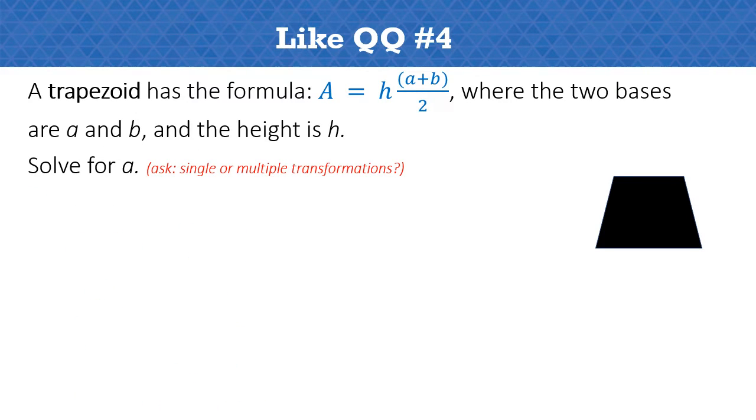For quiz question number 4, it states a trapezoid has the formula A equals h times a plus b, all divided by 2, where the two bases are a and b and the height is h. For this one, we want to solve for a. Our ultimate goal is to get this lowercase a by itself. So now we need to look at what's being done to that a. I'm going to bring that whole formula down here.